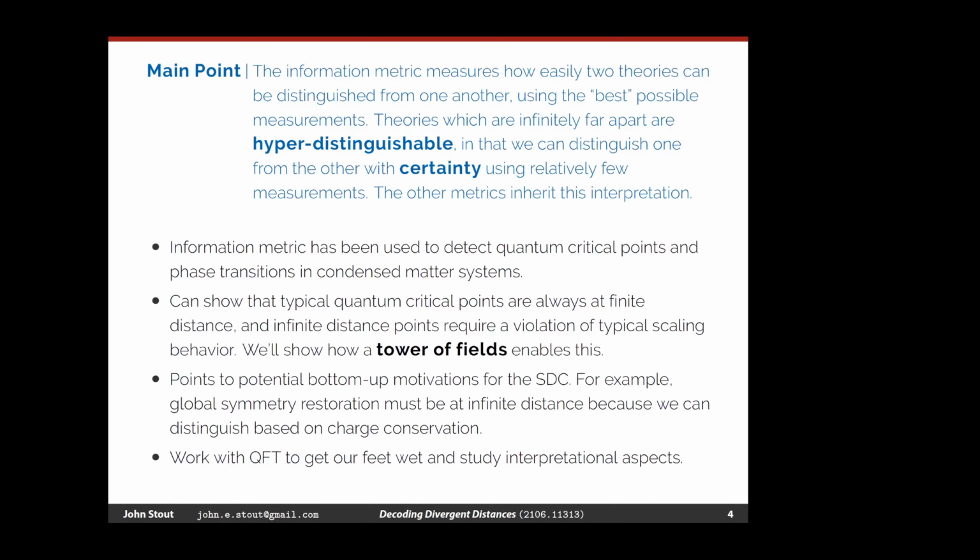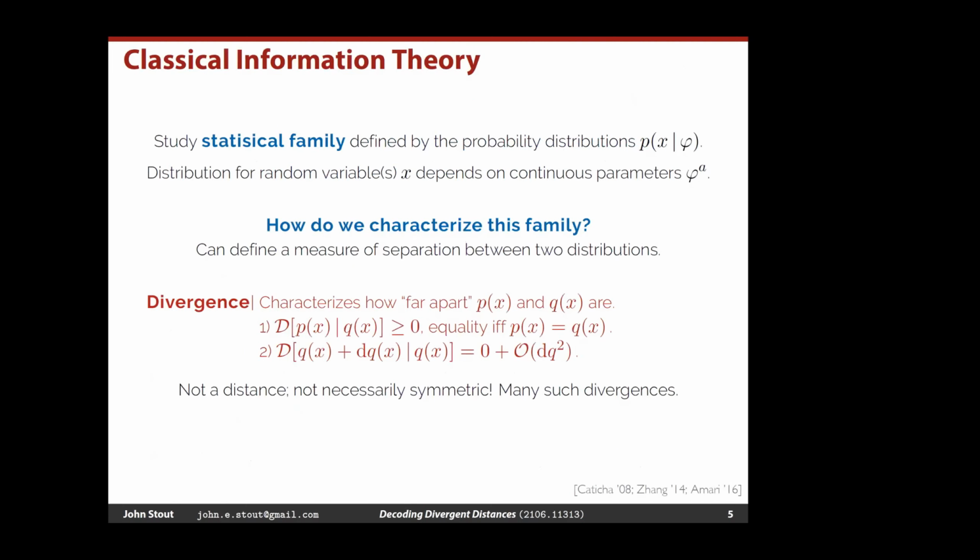point. Okay, let me begin by talking a little bit about some classical information theory, just to get a sense for what an information metric is and why I say it's related to the distinguishability of theories. So what we're going to do is study a statistical family, which is just a set of probability distributions that are parameterized by some continuous family. And I'll always use varphi with an a to denote these parameters.